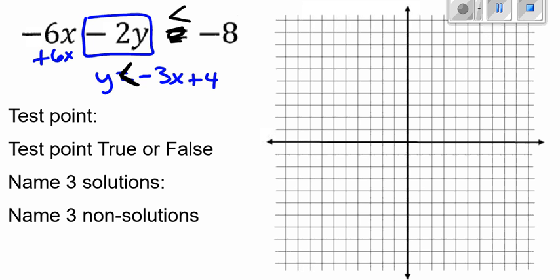All right, so first thing we have to do is graph the line. Okay, y-intercept of positive 4, 1, 2, 3, 4. There's my y-intercept. And I have a slope of negative 3 over 1. So down 3 over 1, down 3 over 1, down 3 over 1. So here's my line.